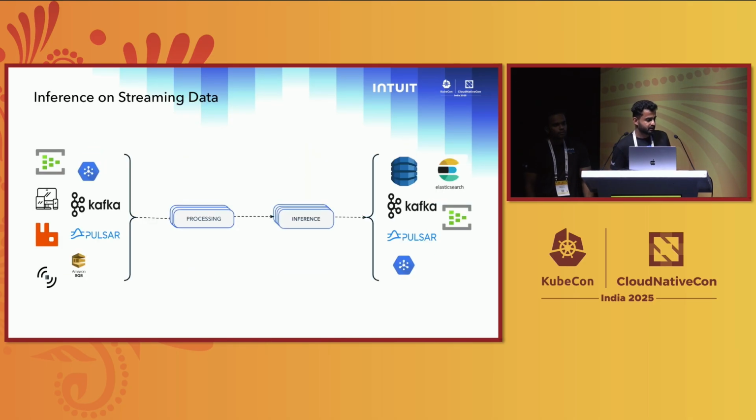So this is the high-level architecture of what inference on streaming data looks like. It's all about reading data from an unbounded stream. It could be coming from Kafka, Pulsar, or SQS. A stream could be like a clickstream event or user activity across our Intuit products. We read these events and do some pre-processing or filtering, or let's say we want to add more fields to that event. We can do that in the pre-processing step.